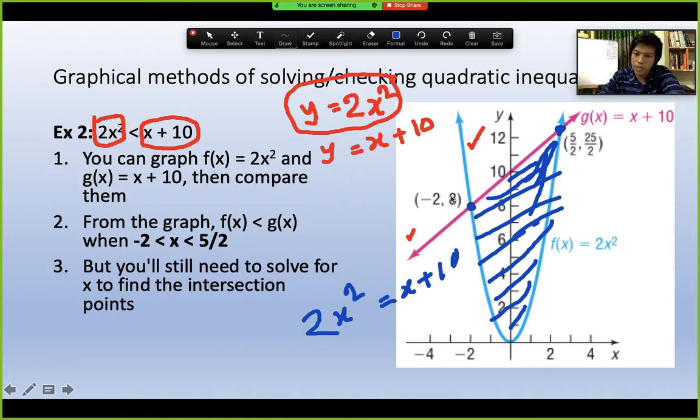Then how do you know that the other value is 8? You can put -2 in either of the functions. If you put -2 here, you see the answer is 8. -2 whole squared means what? 4. 4 times 2 means 8. So if you put -2 in either function, you will get this 8. And if you put 5/2 in either function, you will get 25 divided by 2. So this is how we get the other value.